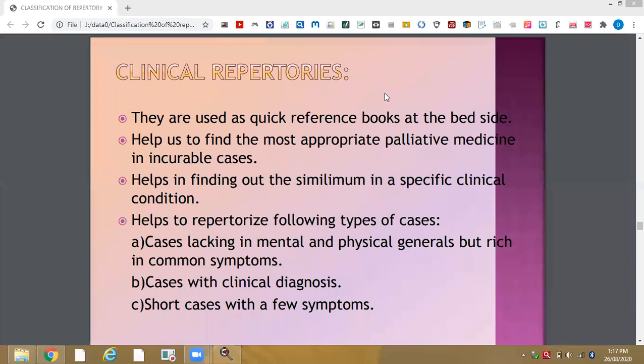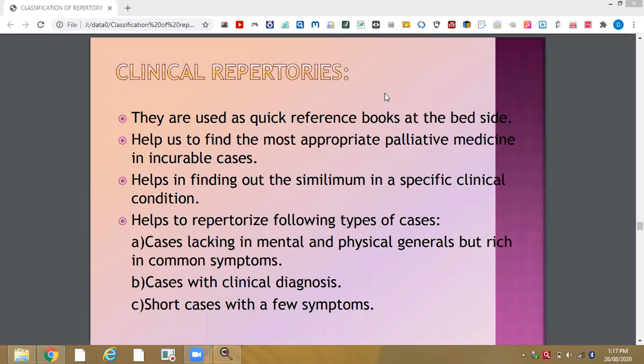The common symptoms of a clinical condition or disease condition. When we get such common symptoms related to the disease condition, and in that case we cannot find the mental and physical general symptoms, then these repertories are helpful to find out the simillimum. Then cases with clinical diagnosis.